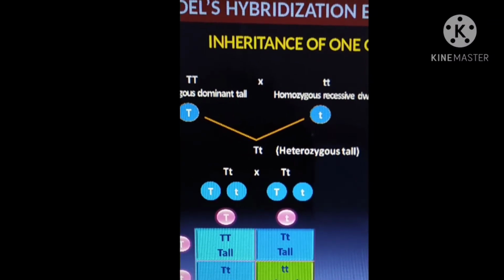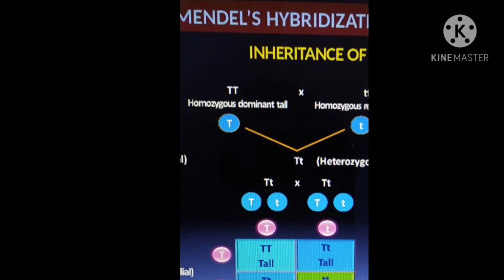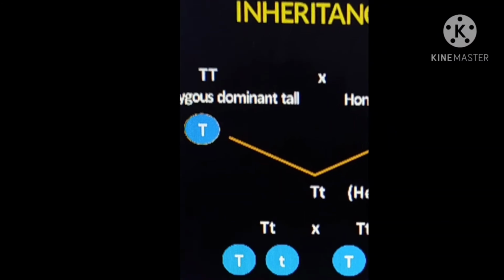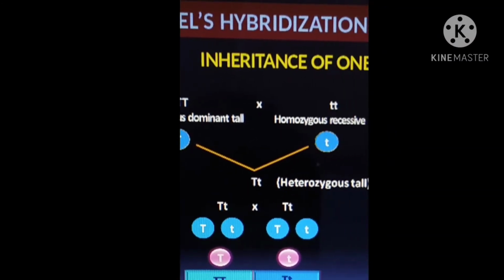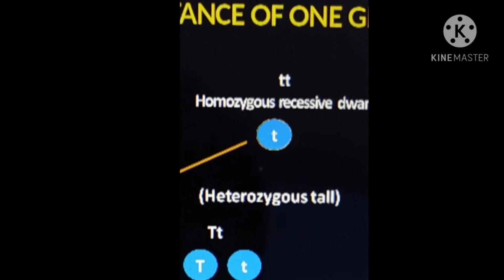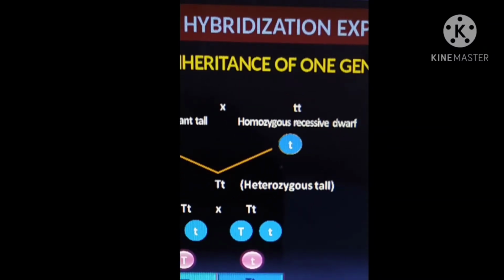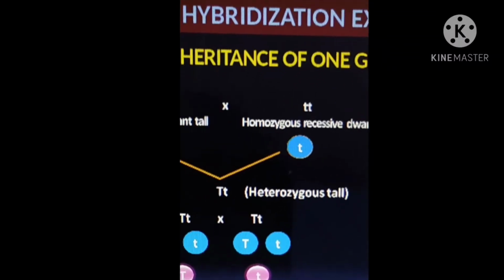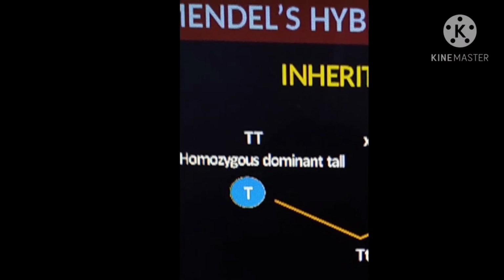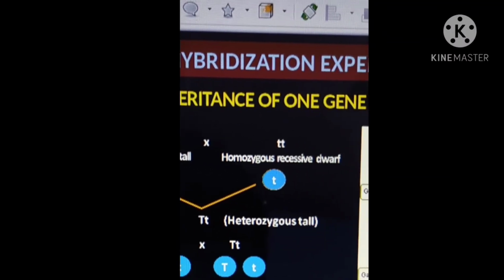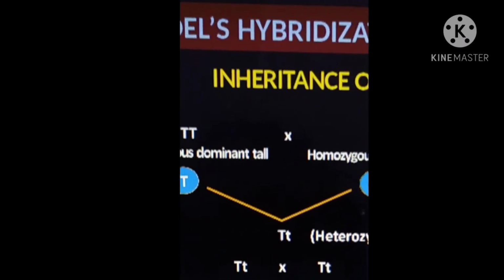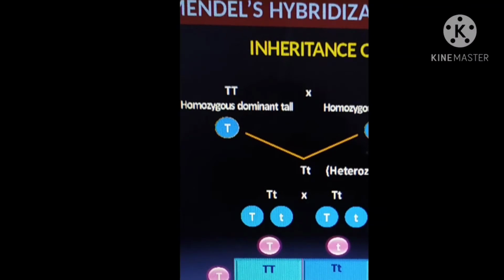Then he represented the tall plant with the letter capital T, and the dwarf plant was represented by the letter small t. Capital T represents tallness, and dwarfness, shortness, is represented by small t, not d. Remember, tallness capital T and dwarfness small t. And see the terms used here, homozygous dominant tall and homozygous recessive dwarf. Okay, let's deal with them later.